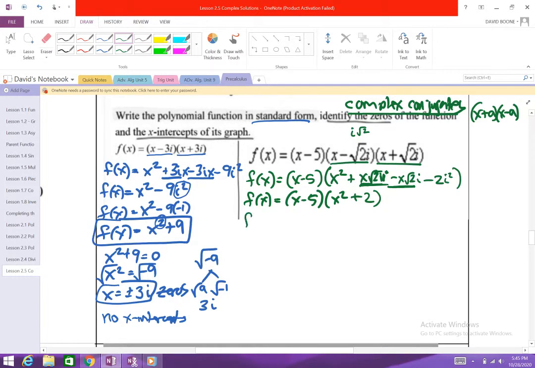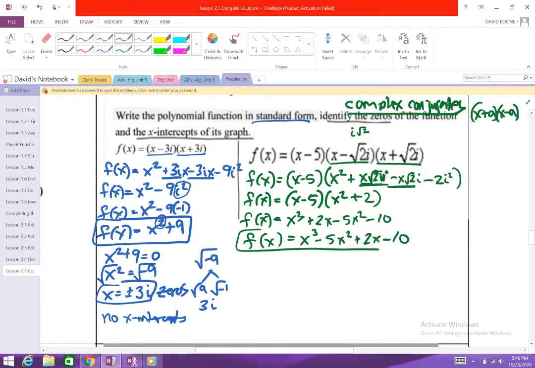factored form still, but we still want to get this in standard form. So now, again, just FOIL again. If I multiply it, first I get x cubed. Outsides would be 2x. Insides here would be minus 5x squared. Last would be minus 10. So I'd be left with f of x equals, put this in descending order, x to the third minus 5x squared plus 2x minus 10. So there's our equation in standard form.